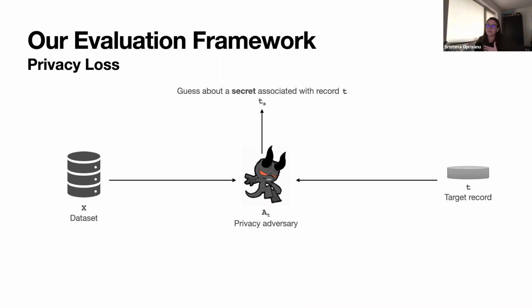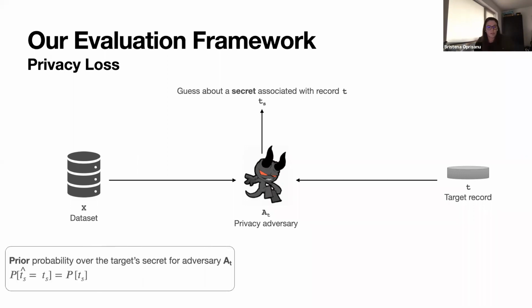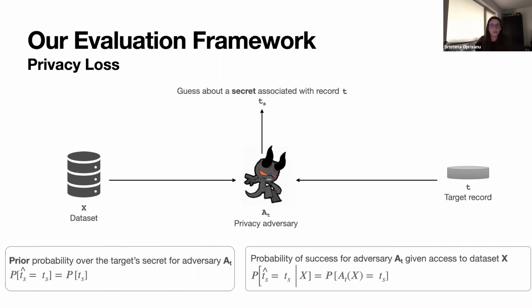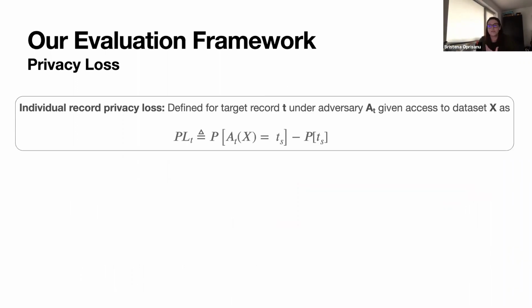For each adversary, we first define the prior probability of the target secret. So that is, given general information, what is the probability that that secret is true? And then we also look at the probability of success for the same adversary, however now with access to a given data set, call it X. Now, if we want to define the individual privacy loss, we define it for a target record under an adversary given access to the data set as the difference between the probability when the adversary has access to the data set X minus the prior probability.